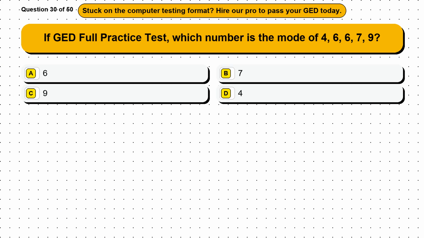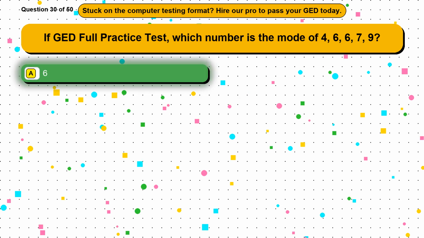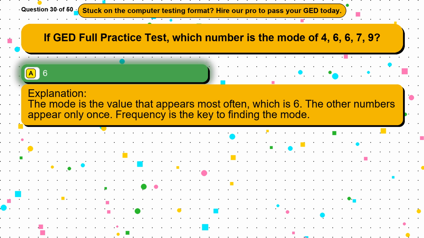Question 30. If GED Full Practice Test, which number is the mode of 4, 6, 6, 7, 9? Option A, 6. Option B, 7. Option C, 9. Option D, 4. The correct answer is option A, 6. The mode is the value that appears most often, which is 6. The other numbers appear only once. Frequency is the key to finding the mode.